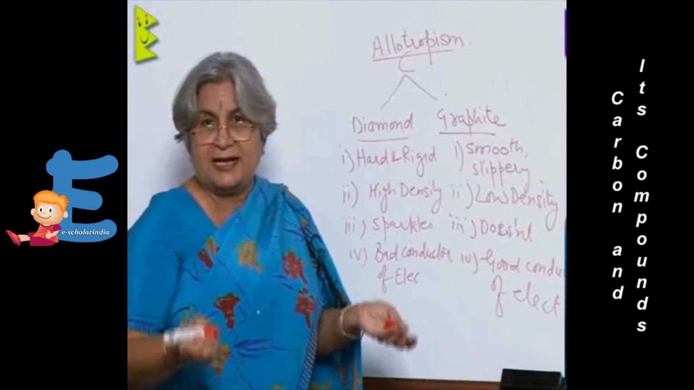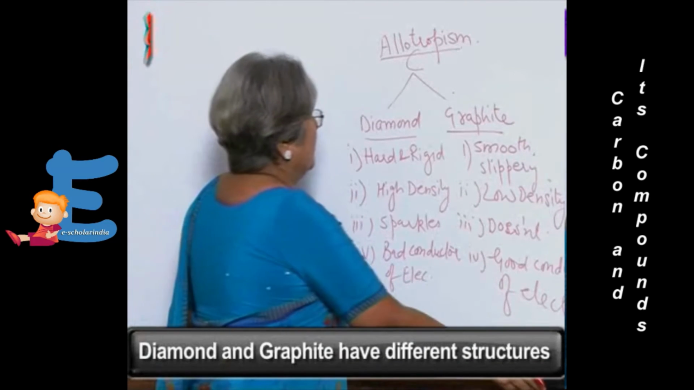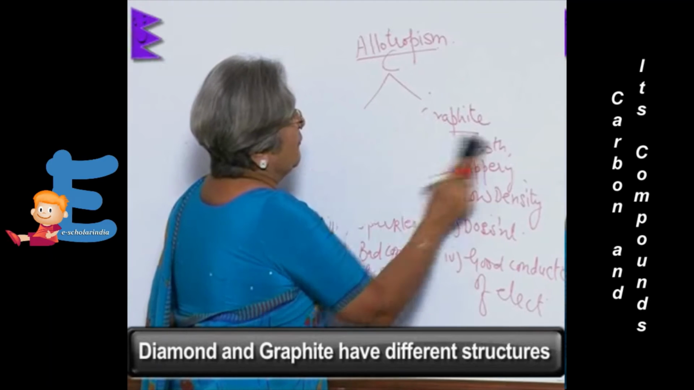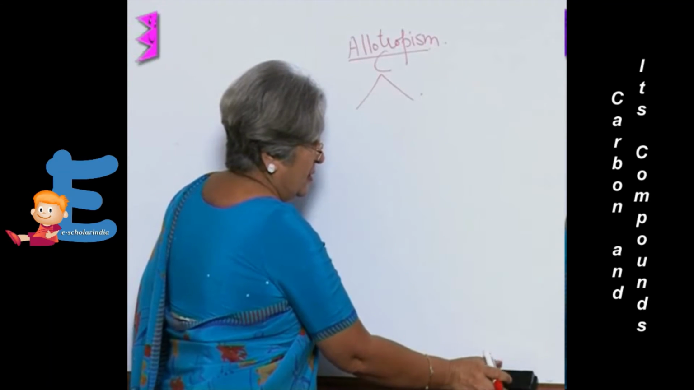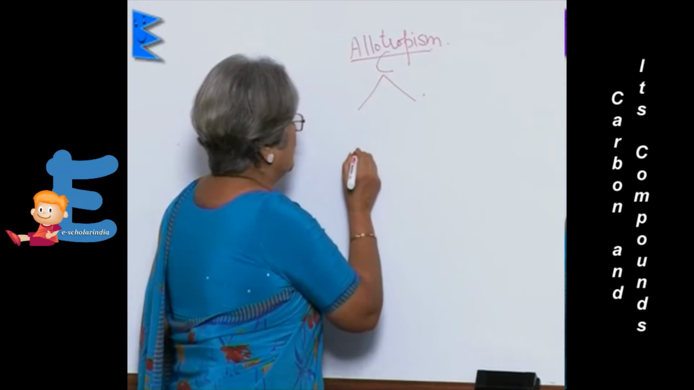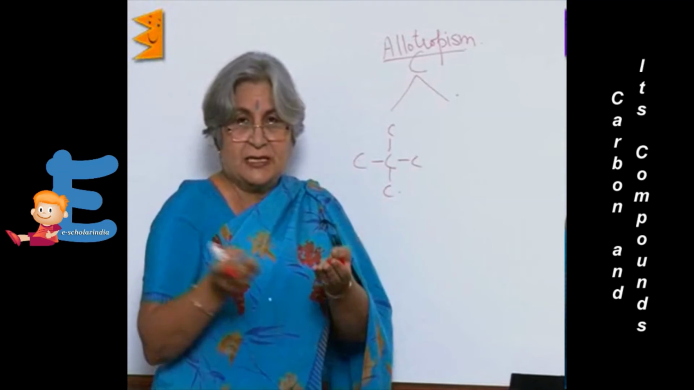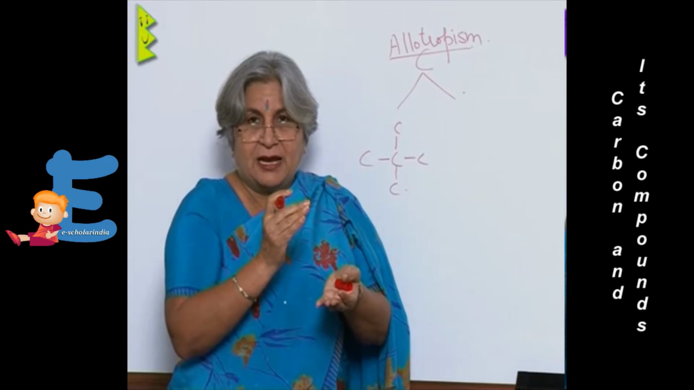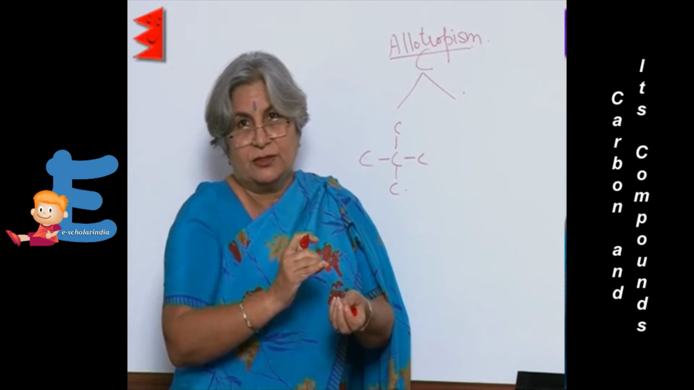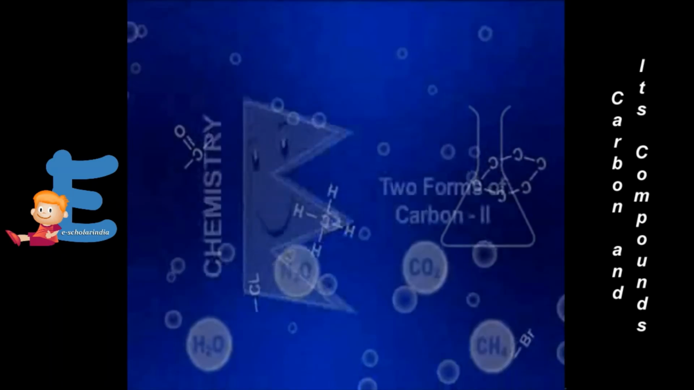Alright, we understand that diamond and graphite are allotropes, but why? The reason is their structure is different. In the case of diamond, one carbon atom is attached to 4 carbon atoms, which means if it is in the form of layers, 3 carbons are attached on the surface and 1 down below. So the result is there is a 3-dimensional structure, and that is why it is hard and rigid.